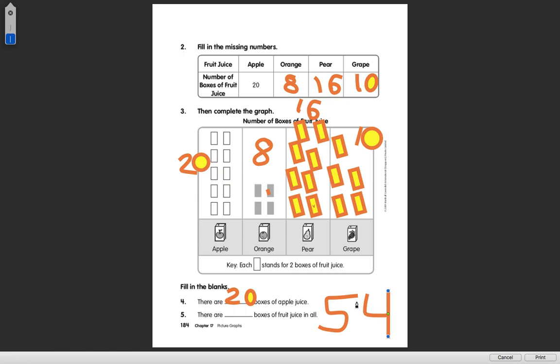So you're going to count the number of items, create your tally chart, then take that information and make your picture graph. Any questions, let me know.